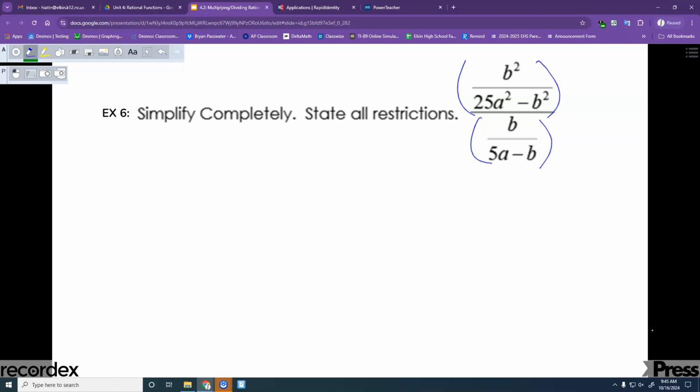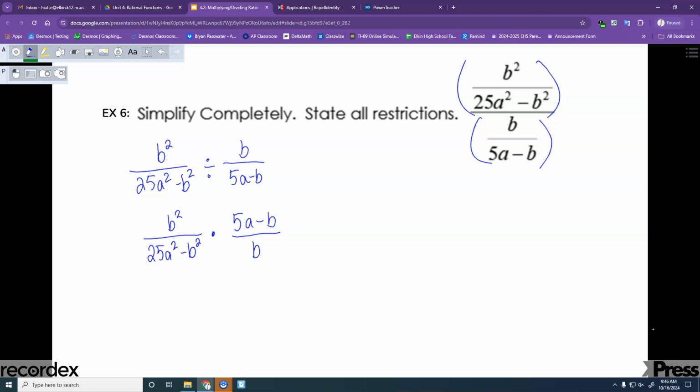So you don't have to, but if you want, you could write b squared over (25a squared minus b squared) divided by b over (5a minus b). If that helps you, you can write that step. I usually don't write it. I go straight to the flip and multiply, but you can. So dividing fractions is easy as pie. Flip the second and multiply whatever's on the bottom as your second. So that's going to give us b squared over 25a squared minus b squared, times (5a minus b) over b.